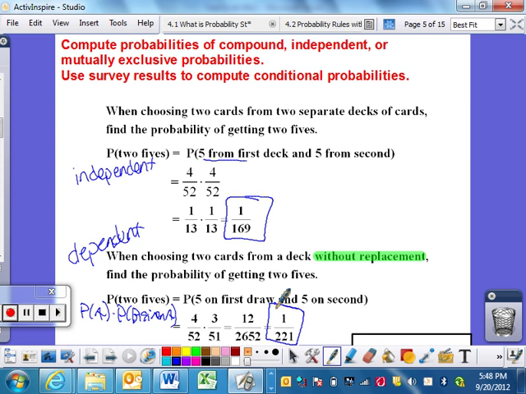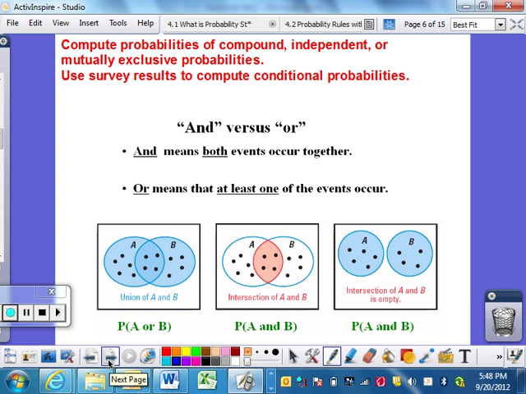So that's kind of the option and the way that you use your formulas on your formula sheet. And versus or is a big discussion in this chapter, and it sometimes gets tricky. But "and" means that both of them must occur. Okay, both of them must occur. So here's a picture of both of them. They must occur. They're inside the Venn diagram where the circles overlap.